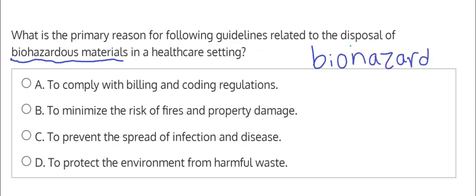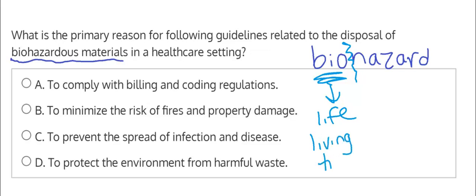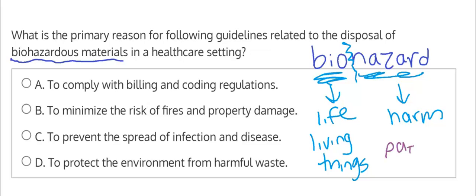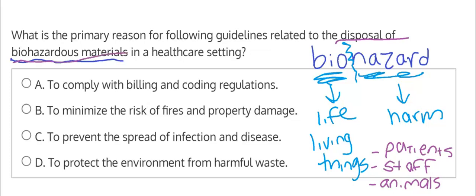And if we break that down the middle, we see bio, which means life, or harm to living things, because hazard has to do with a harm. So in this case, we're discussing things that could cause a harm to our patients, to our staff, including ourselves, or depending where you're working, animals as well. So we want to find a reason for disposing of these items that could cause a hazard to living things in the place where we work.